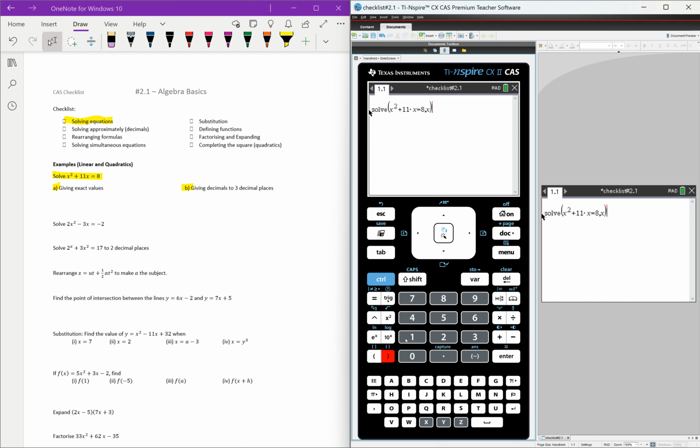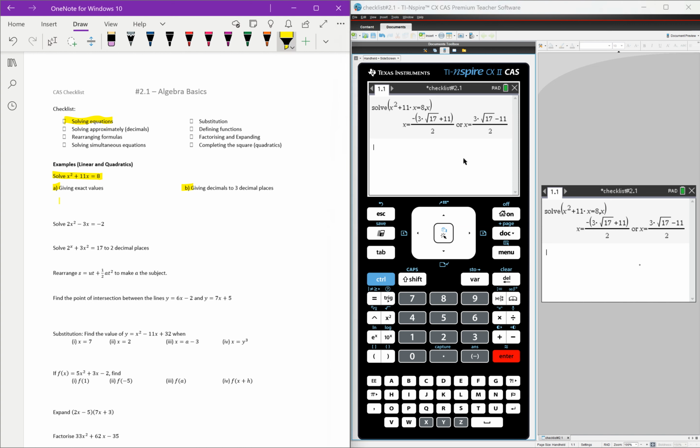But if I press enter now, because it's an exact value in my settings, then my answers are in exact value as well. Okay, so looking at my exact value there, I can see that my answer is then x is either equal to, you got the negative of 3 root 17, but because that's all in brackets, so that's minus 11 all over 2, or you can have it equal to 3 root 17 minus 11 over 2. So that's my exact answer.